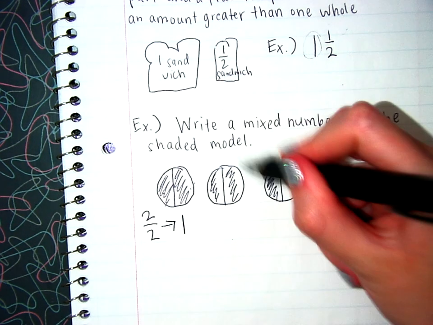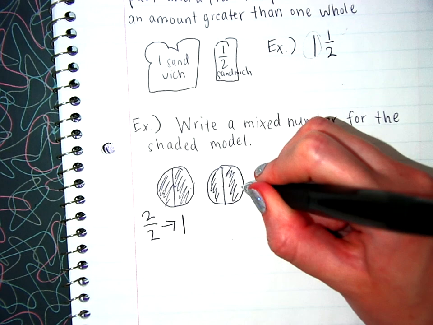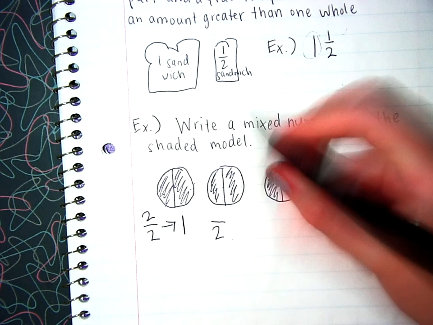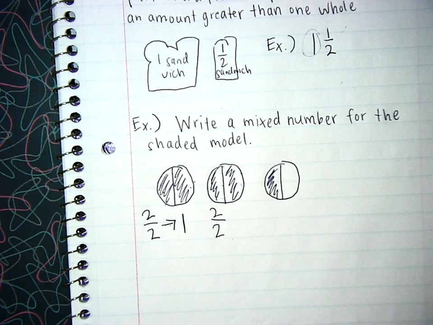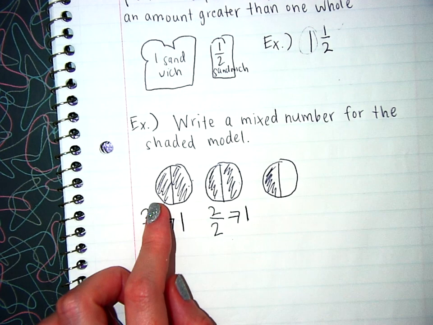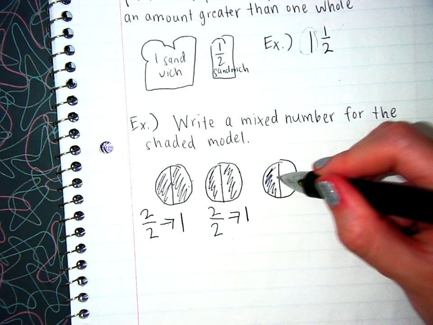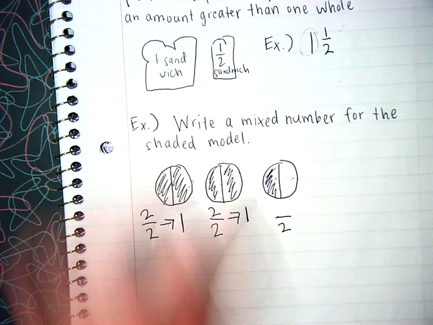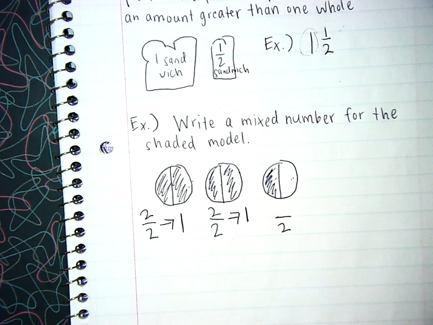So if I look here at my second model, I have the same 2 halves, which would be the denominator, and my shaded would be 2 as well. So 2 over 2, whenever numerator and denominator match, you get the 1 whole. Then I have my last circle. I have 2 parts or 2 halves, which is where I get the denominator for this. If I look at my circle, only 1 half of the circle is shaded.